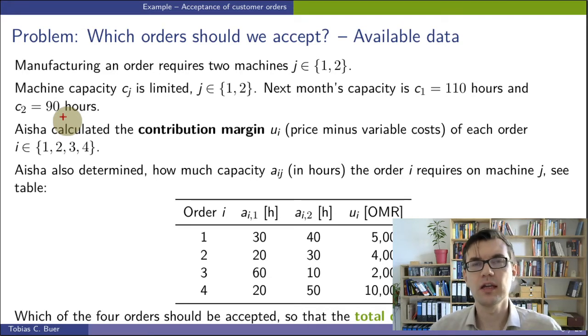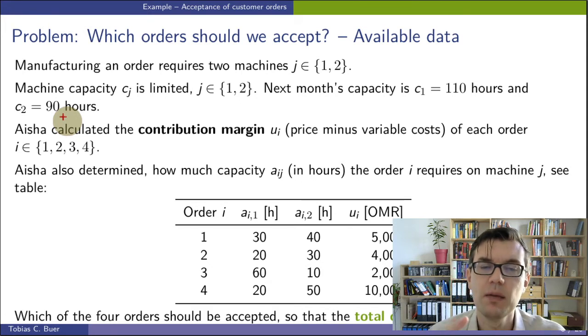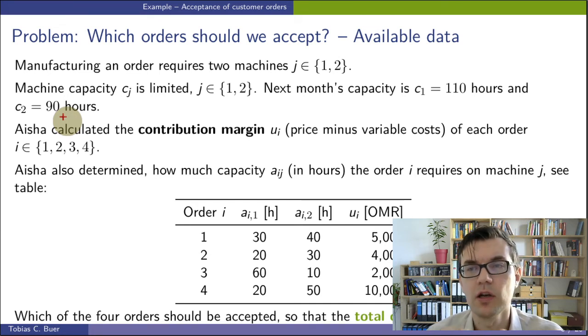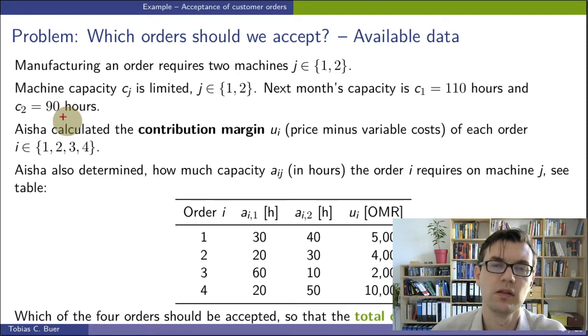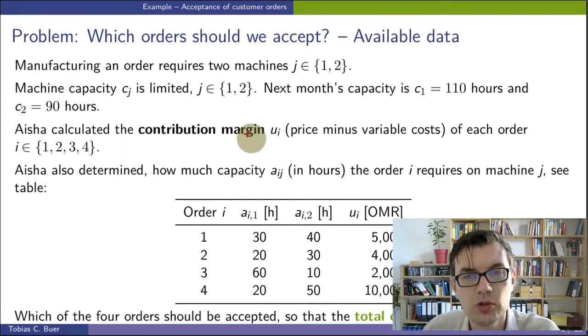So how do we get to the capacity of the machine? First of all, we need to take into account how many hours per week we are working. Typically 40 hours per week is the working time. However, the machines require some maintenance, or maybe they are already booked to process some other orders. So these 110 hours and 90 hours are just the capacity that is left that we can use to manufacture these 4 orders.